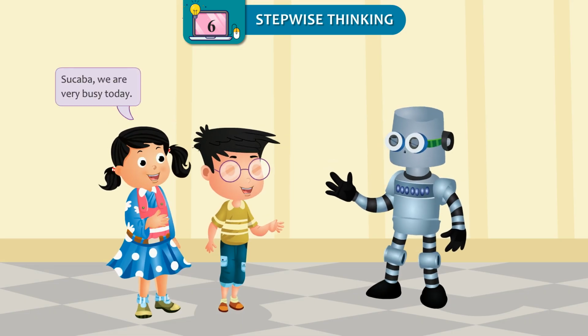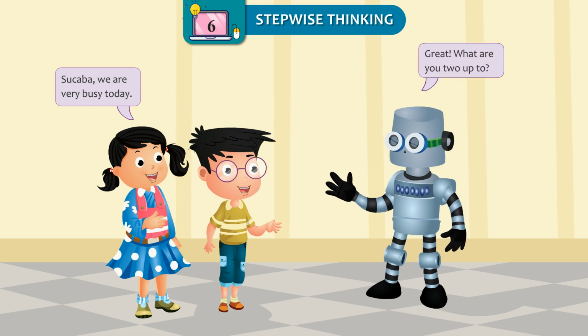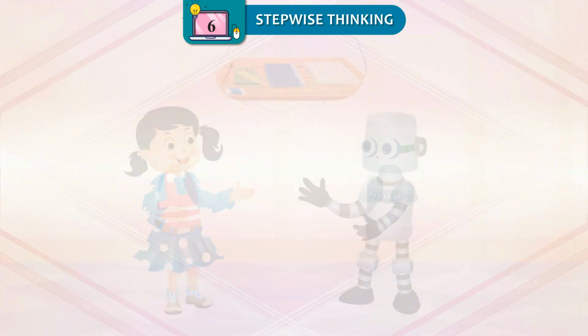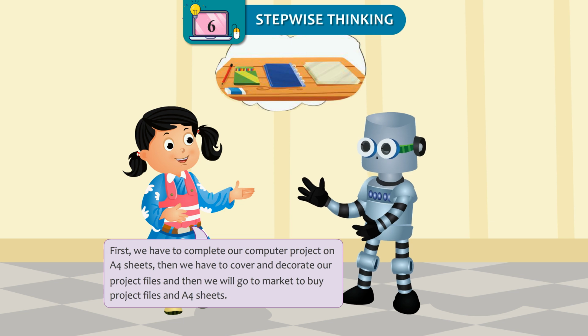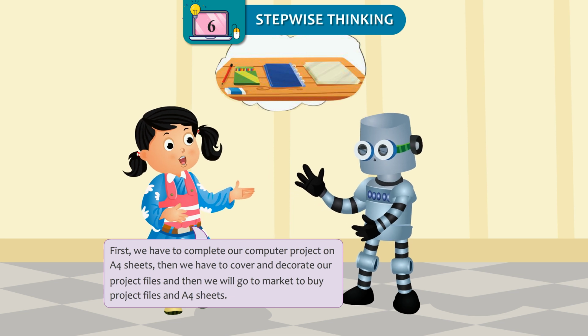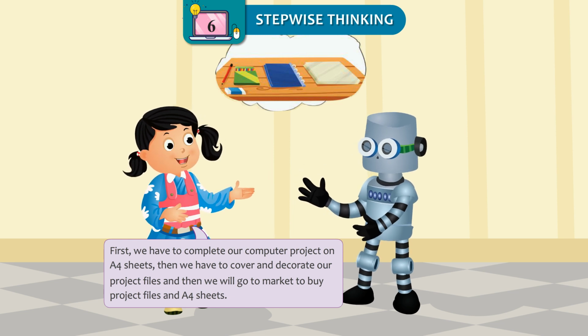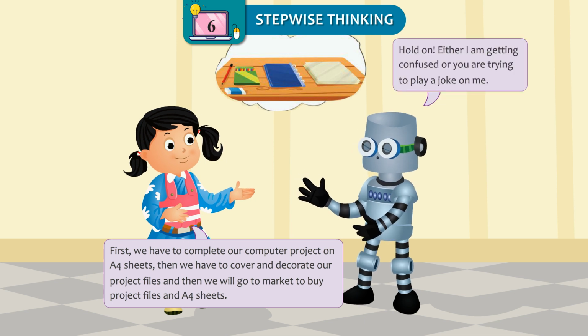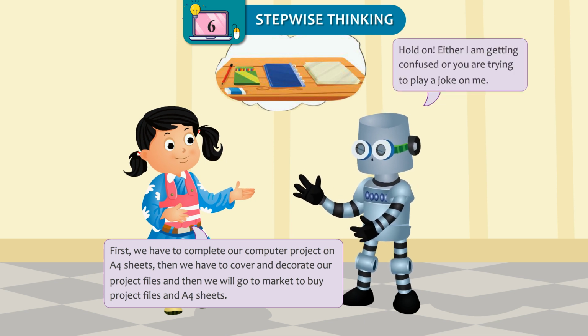Sukaba, we are very busy today. Great! What are you two up to? First, we have to complete our computer project on A4 sheets. Then we have to cover and decorate our project files, and then we will go to market to buy project files and A4 sheets.